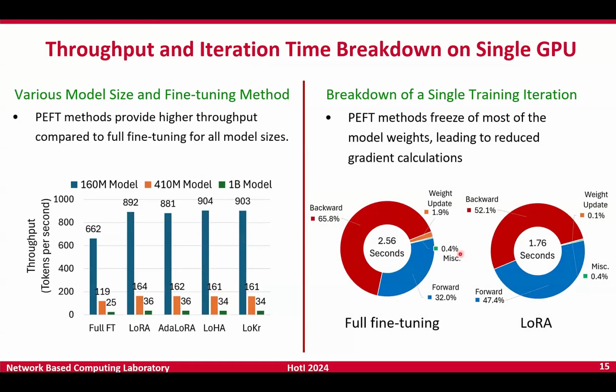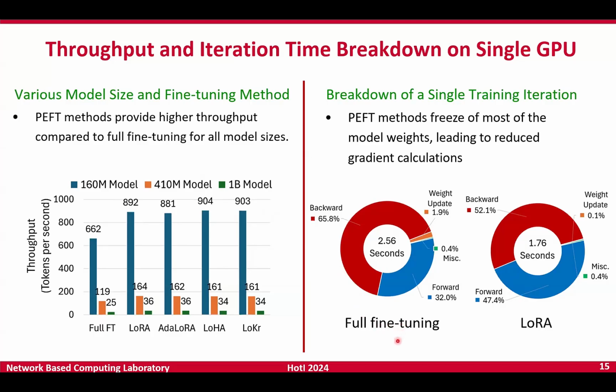First, I will show the experiments run on single GPUs. On the left side, we can see that the throughput of full fine-tuning is lower than LoRA and other PEFT methods. The reason we can see at the right.